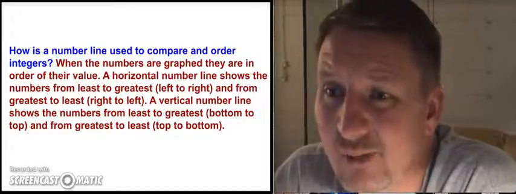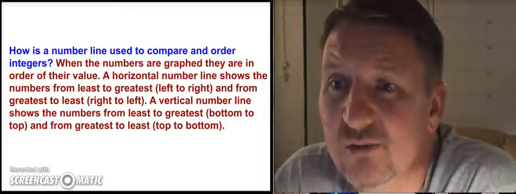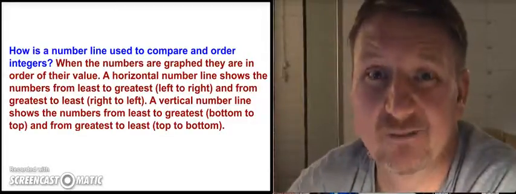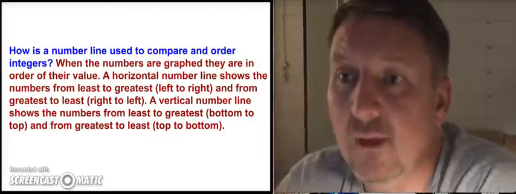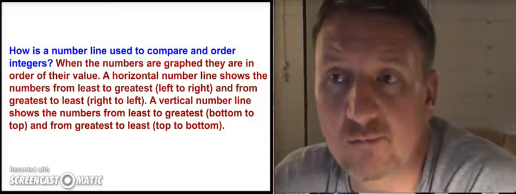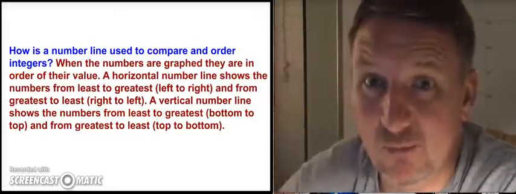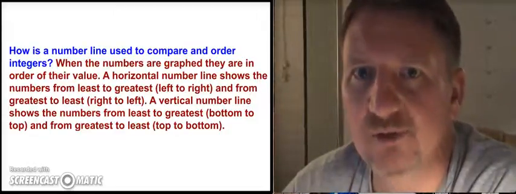Okay, so a vertical number line shows the numbers from least to greatest, starting at the bottom and working your way towards the top. Okay, that's from the smallest number to the largest number. But if you want to order them from greatest to least, biggest number to smallest number, then you start at the top and work your way down. And remember, it only counts for the numbers that you graphed.